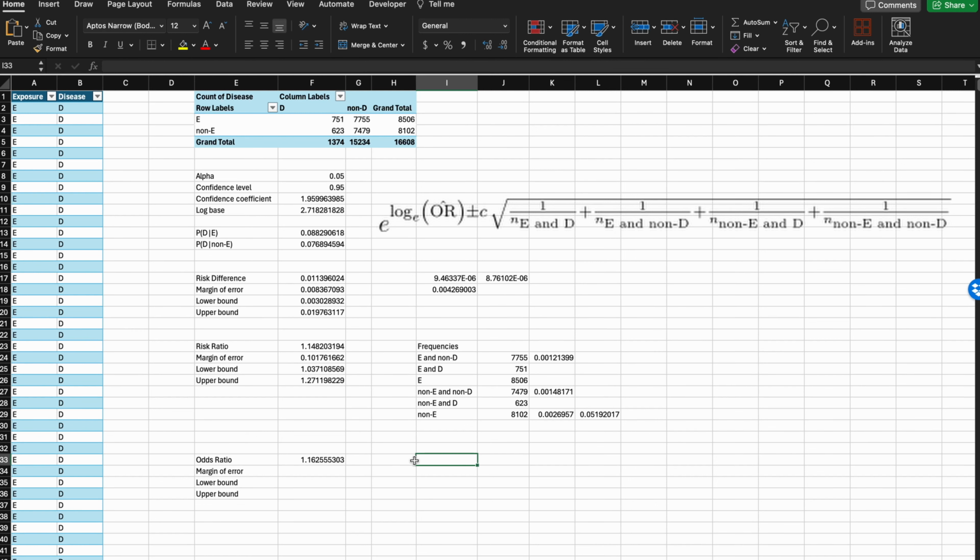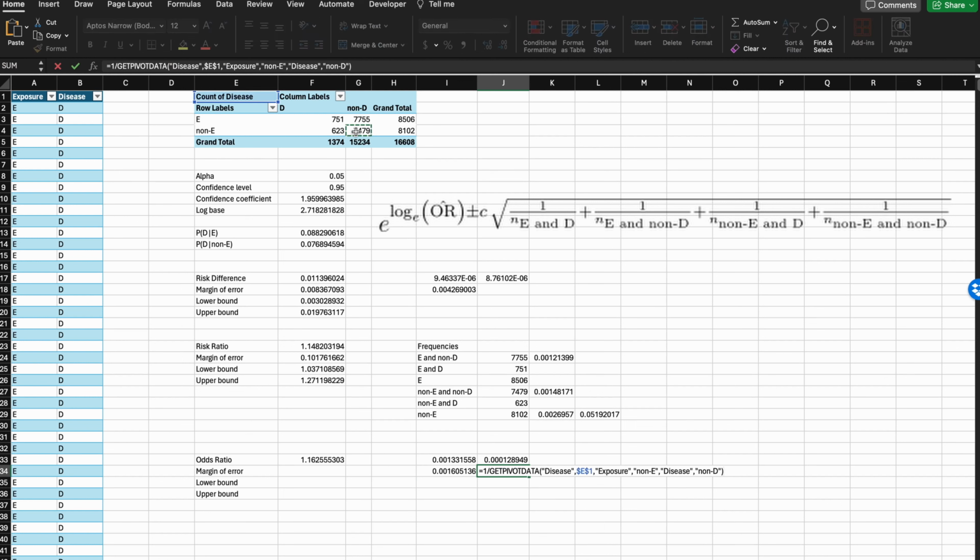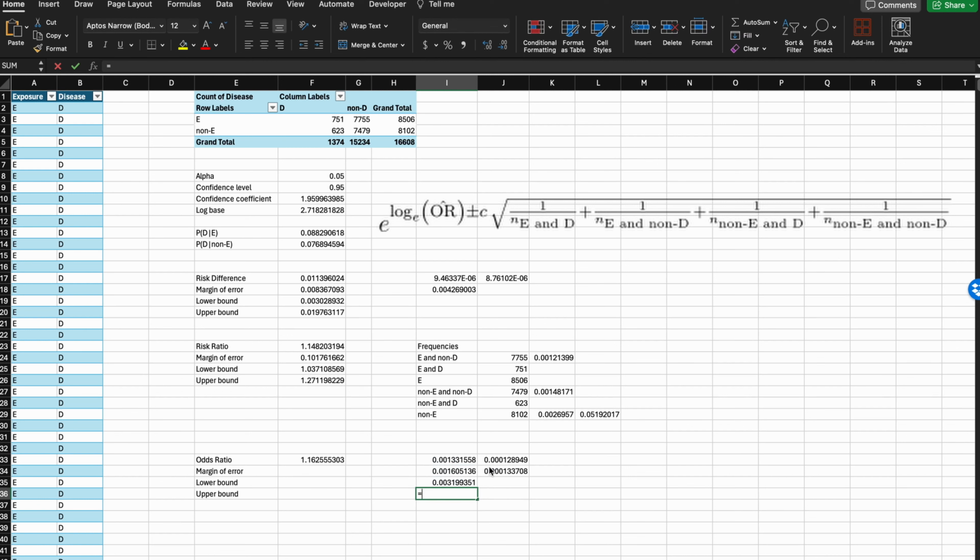For this we need a couple of values, and that's just going to equal 1 divided by each of the frequencies. So 1 divided by 651, I have that value. Next cell equals 1 divided by 7755. Next one equals 1 divided by 623. And then finally we'll say 1 divided by the 7479. So for each of my 4 joint frequencies. Next up, I want to sum over all those 4 values, and I'll just drag across all 4 of them, close my parentheses for the sum formula, and finally I want the square root, SQRT, of this sum of values.